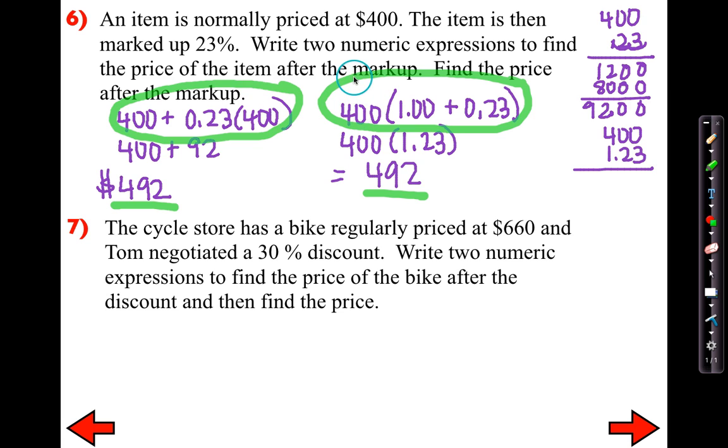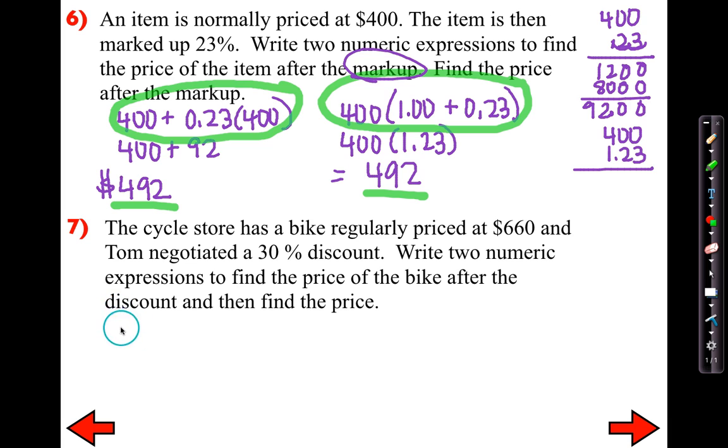Okay, so now let's take a look at number 7. Number 7 is slightly different. For number 6, we were talking about a markup, where the price was going up. Now this one is going to be talking about a discount. It says the cycle store has a bike regularly priced at $660, and Tom negotiated a 30% discount. Write two numerical expressions to find the price of the bike after the discount, and then find the price.